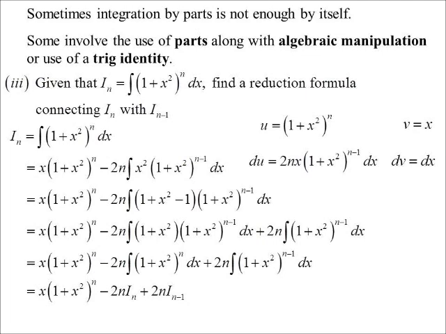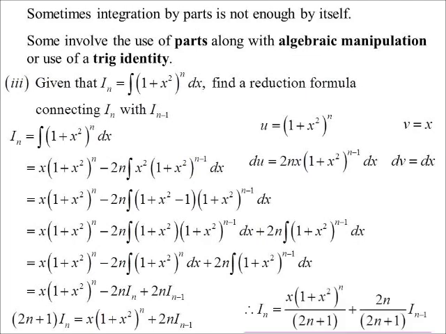So the second one is (1 plus x squared) to the power of n. So that's I_n. And the last one there is (1 plus x squared) to the n minus 1. So that's I_(n-1). Now we want to just get a formula. If I move my I_n's to the left-hand side, I get (2n plus 1) lots of I_n. Divide by the 2n plus 1, and we have a wonderful formula there for reducing the integral of (1 plus x squared) to the power of n.